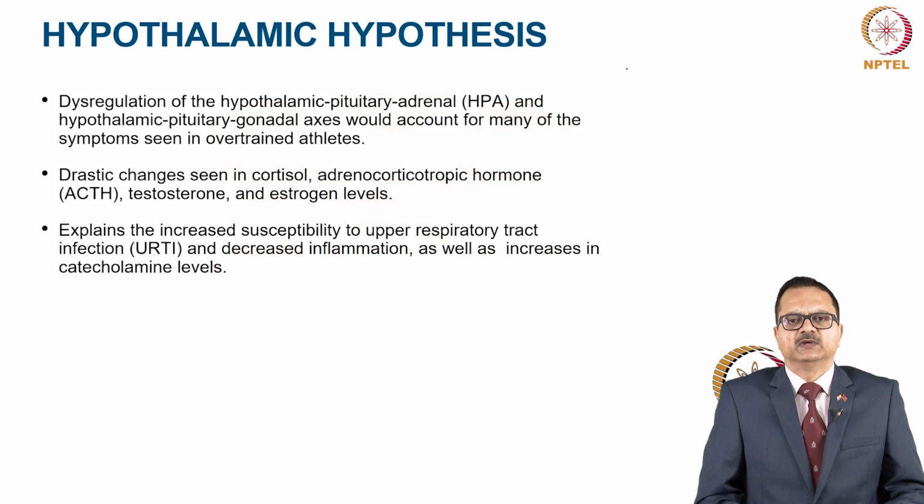Hypothalamic hypothesis. There is a hypothalamic pituitary adrenal axis and a hypothalamic pituitary gonadal axis, and any dysregulation or disruption in these axes would account for many of the symptoms seen in overtrained athletes. There are drastic changes seen in cortisol, adrenocorticotrophin hormone, testosterone and estrogen levels. And these changes explain the increased susceptibility to URTI, decreased inflammation and increases in catecholamine levels.